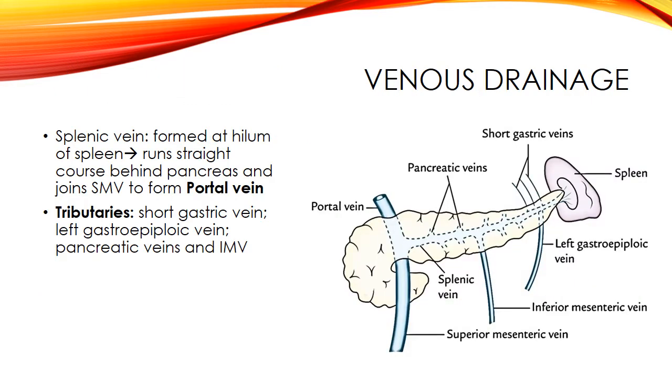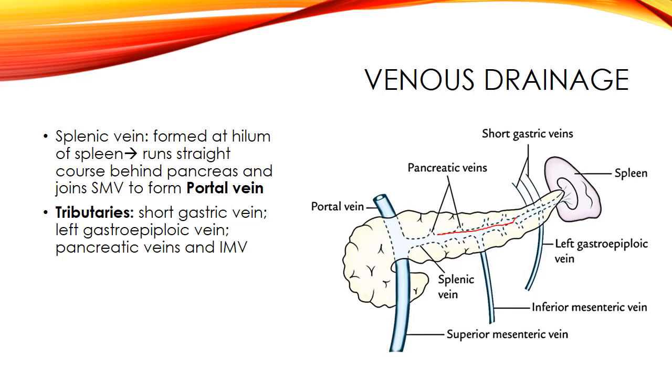The venous drainage of the spleen is through the splenic vein, which is formed at the hilum of the spleen. Obviously, it is going to be formed by the veins which are getting the blood from the venous sinusoids. And this splenic vein is going to run straight behind the pancreas. As we can see over here, this is the splenic vein. It is going to run straight behind the pancreas.